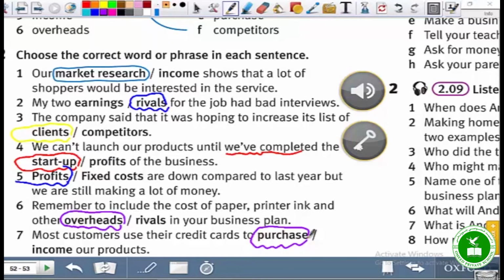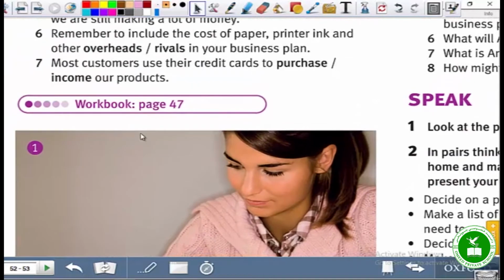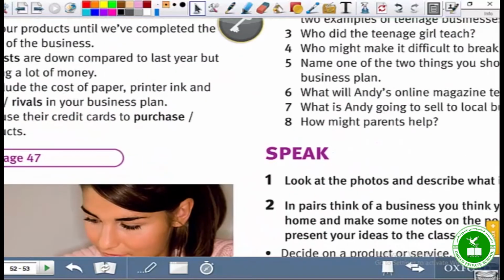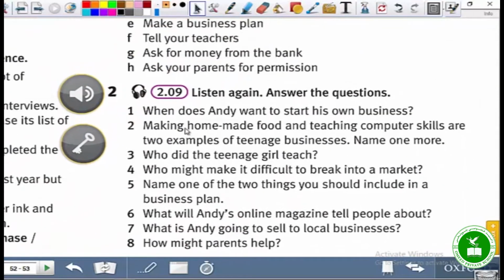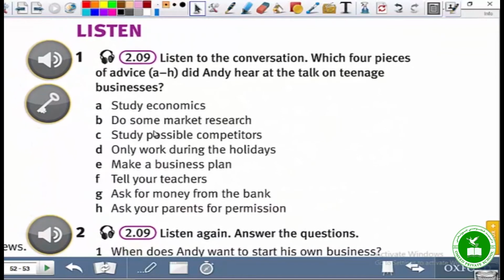Thank you for participating in this exercise. Let's continue with another exercise. As you see, workbook page 47 is your homework, okay? Workbook page 47. So in here, we have a listening part. It says, listen to the conversation. Which 4 pieces of advice, A to H, did Andy hear at the talk on teenage business?